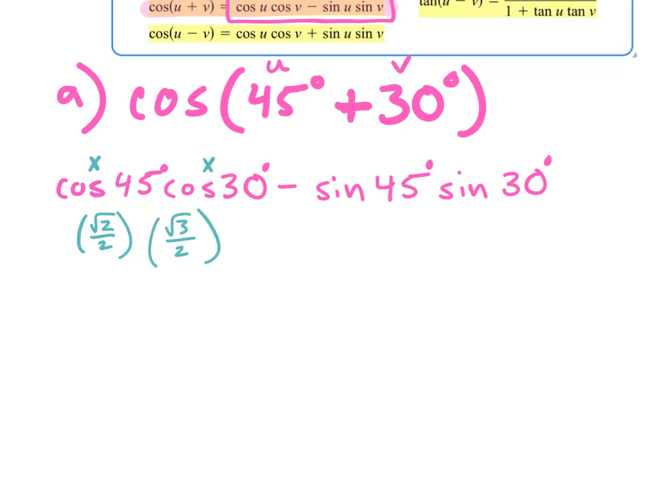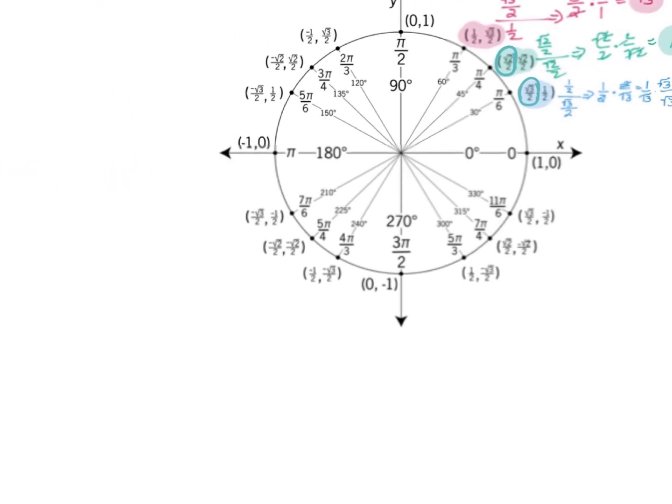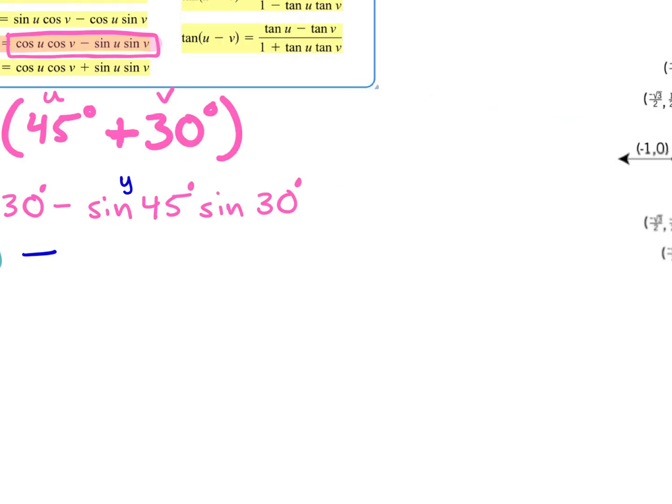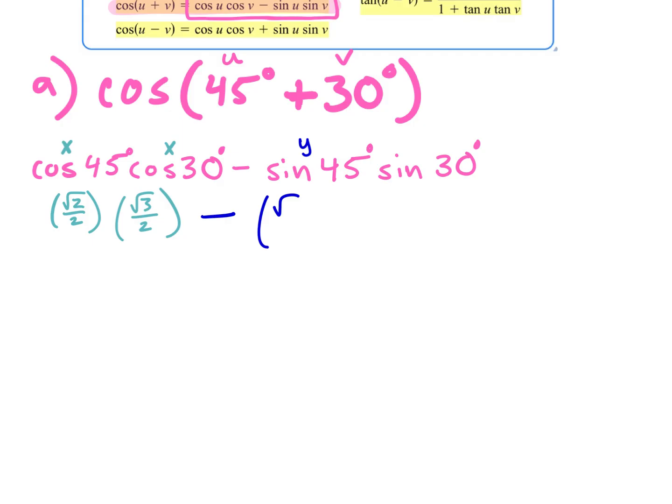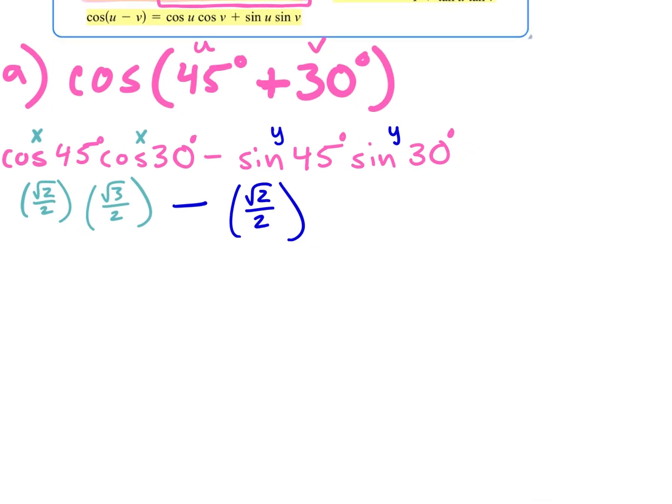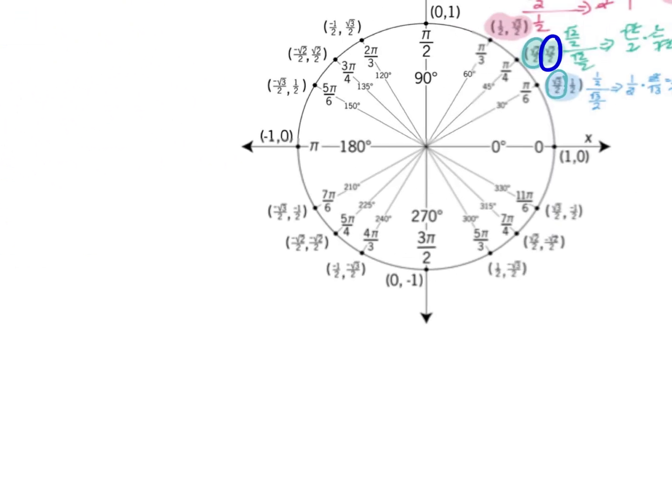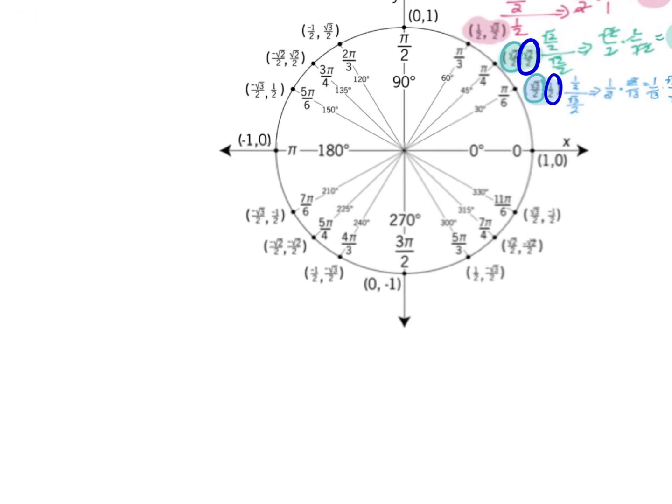Then minus, sine tells us we look at what? The y. So I'm going to go to 45 degrees. What's my y value at 45 degrees? Square root 2 over 2. And then same thing, we're finding the sine of 30 now. So we're going to go to 30 degrees. What's our y value at 30 degrees? 1/2.